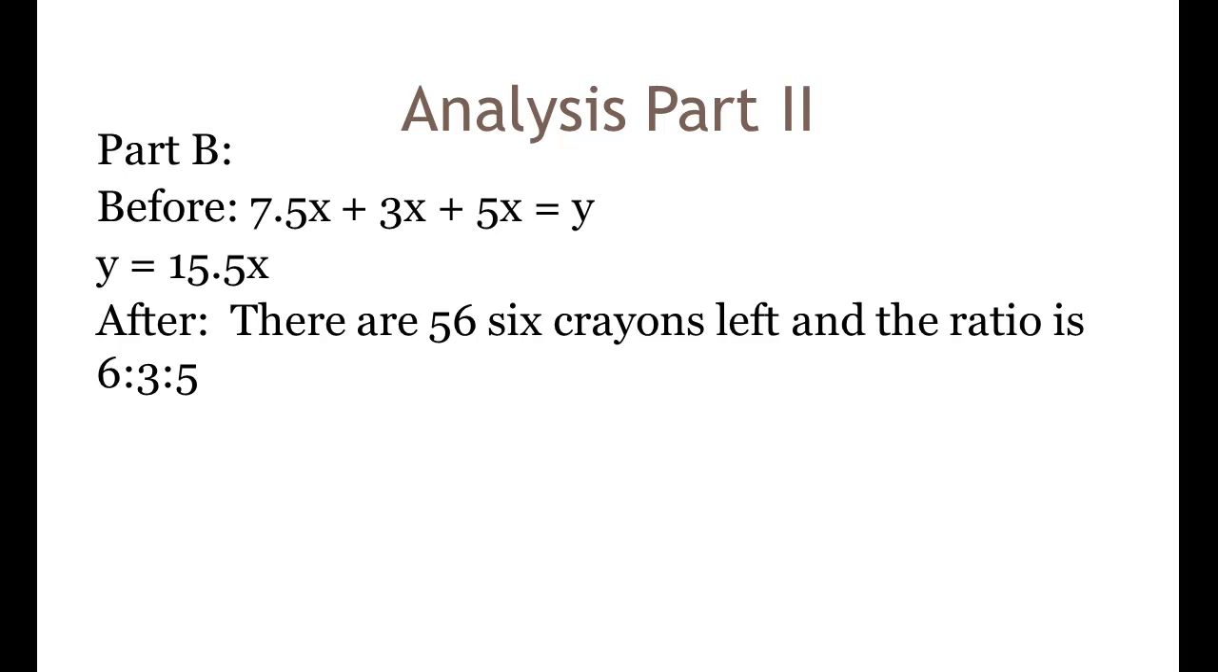Part B. Before, 7.5x plus 3x plus 5x equals y. So y equals 15.5x. After, there are 56 crayons left, and the ratio is now 6 to 3 to 5.